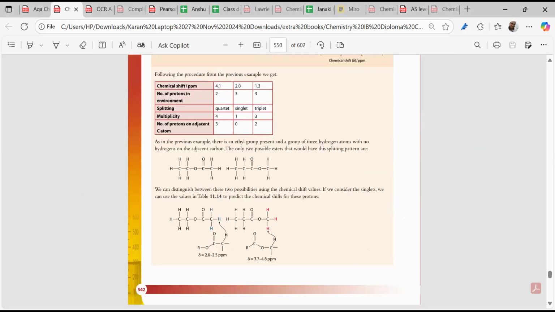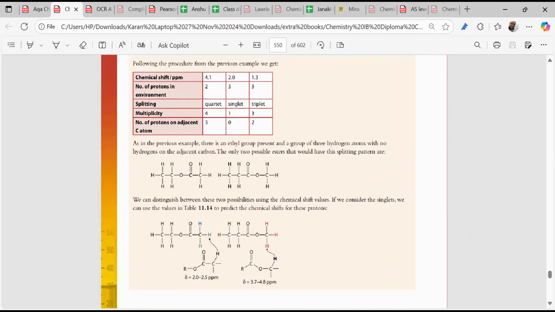Next part, see. We got all the data, right? Now, here is the trick always. We get two options, this and this. Is it clear? Because it is C4H8O2. Are you okay? This is fine? Now, the trick comes over here, right?